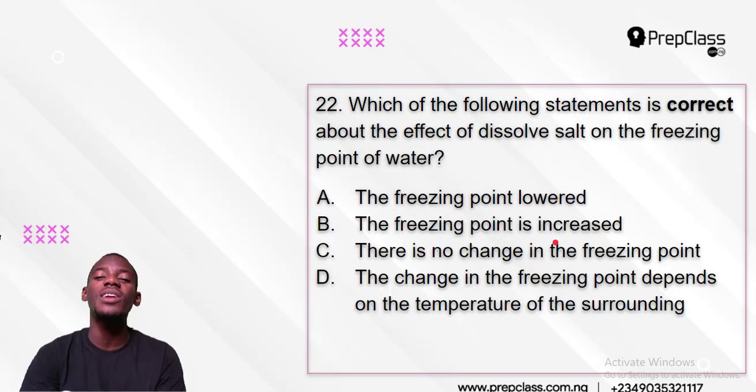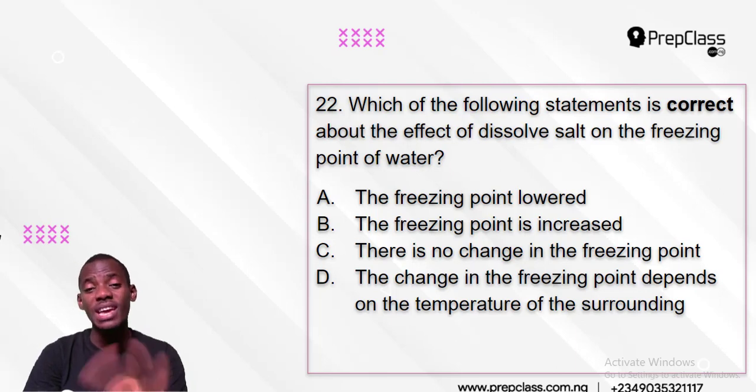It says, which of the following statements is correct about the effect of dissolved salt on the freezing point of water? Now, that dissolved salt, when you put salt in water, that is an impurity, right? Now, this question is indirectly saying, what is the effect of impurity on freezing point?